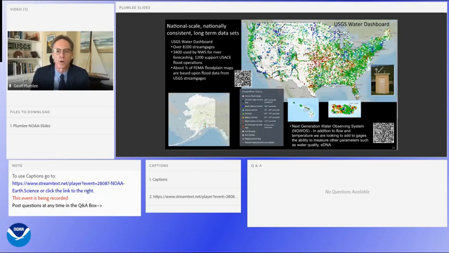Our Next Generation Water Observing System is working towards enhancing our different gauges so that they can continue to include information on things like certain aspects of water quality, near real-time sensing of water quality, temperature, things like that as well.